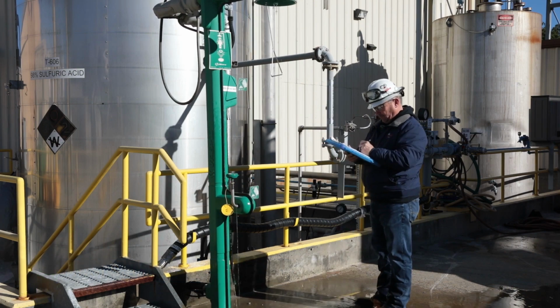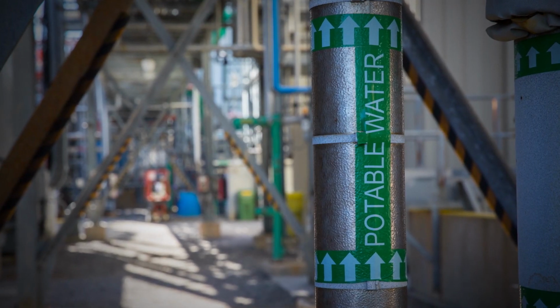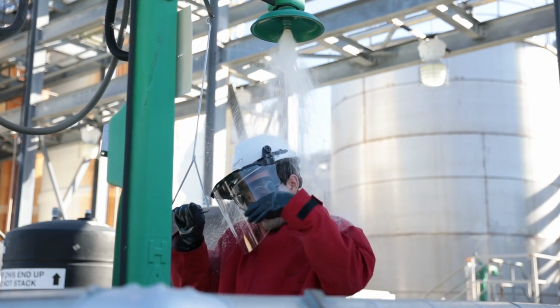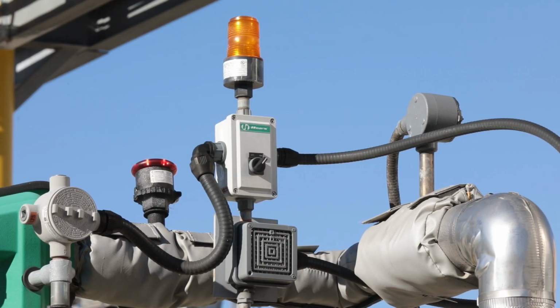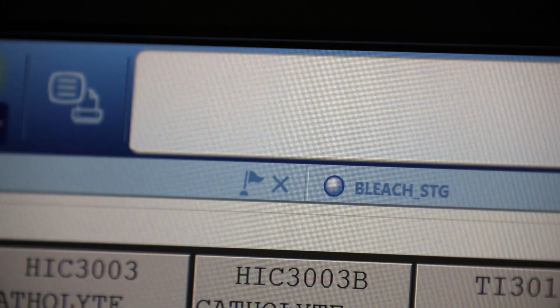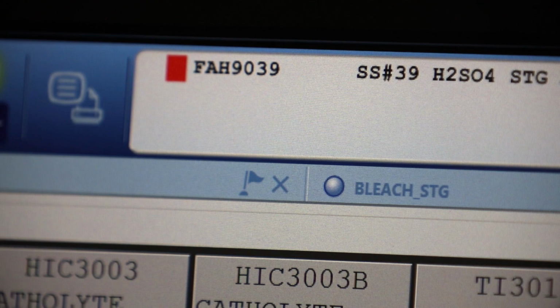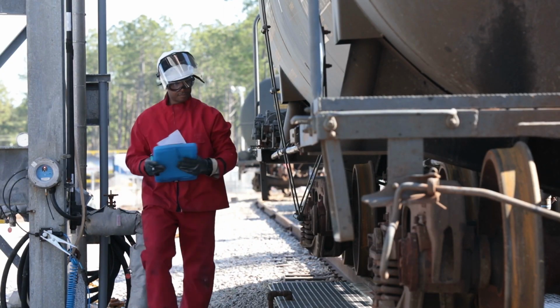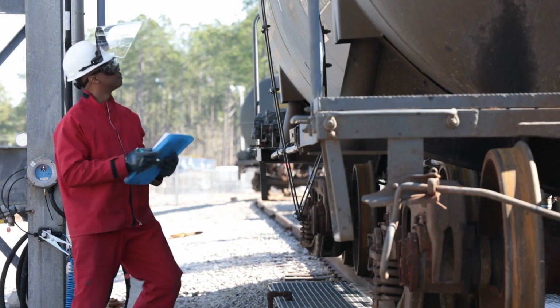These showers and fountains should have a potable water supply system capable of supplying tempered water. Consideration should be given to providing alarms on safety shower handles to automatically alert other personnel to the emergency. Following precautionary procedures can mean the difference between safety and injury.